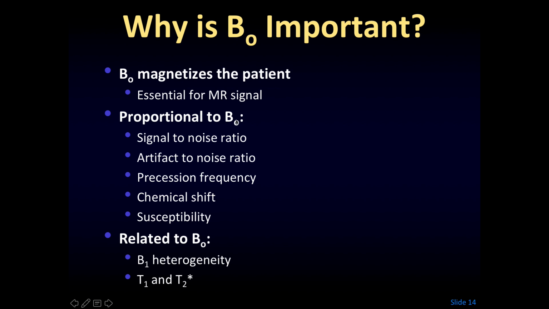Also, many things are proportional to this magnetic field. So look at all the things that are proportional to the magnetic field. The signal-to-noise ratio, the artifact-to-noise ratio, the precession frequency, the chemical shift, and susceptibility, which we haven't discussed yet, but lots of factors that affect our images are proportional to B naught. Related to B naught, but not necessarily proportional to it, is something called the B1 heterogeneity, which we may or may not talk about a little bit, and also T1 and T2 star, which we will talk about a little bit. Okay, so B0, B naught, very, very important.